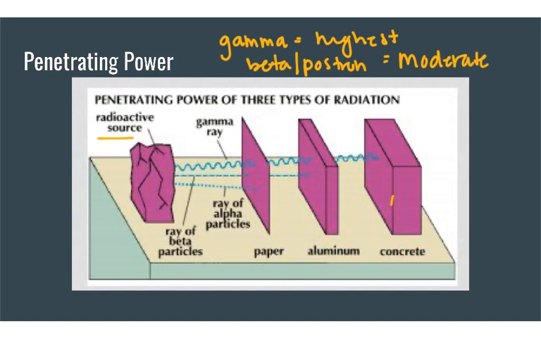And then we notice that the alpha particle stopped at the paper. So that's going to have our lowest. So I'm going to put that down here. That's going to have our lowest penetrating power, just so we know where everything stands on strength. This also has to do with the damage that these various forms of radiation cause.